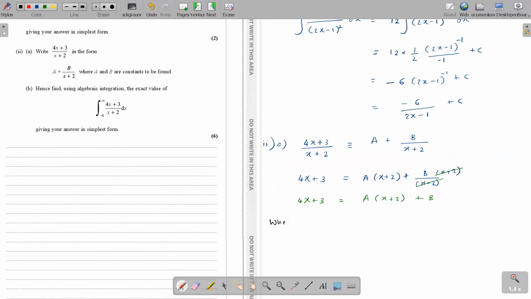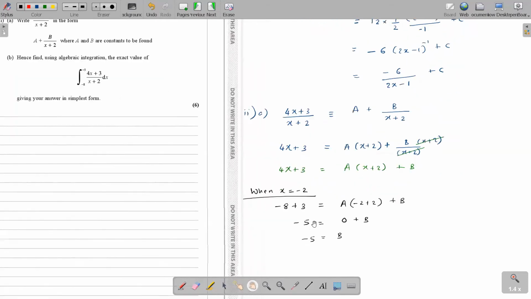So I'll put x as minus 2. When x is minus 2, it's easy for us because this bracket becomes 0. I can immediately get the value of b. So 4 into minus 2 is minus 8, plus 3, equals a into minus 2 plus 2, plus b. So I end up getting minus 5 equals 0 plus b, so b equals minus 5.